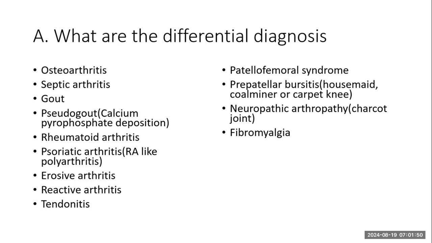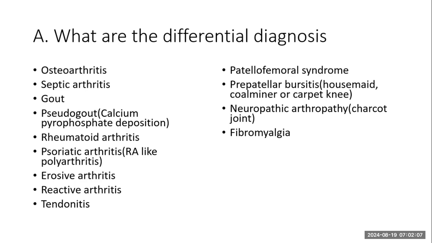Then you can also have the crystalline arthropathies, that's gout and pseudogout. In gout, there will be deposition of monosodium urate crystals in the joint, and there can be swelling of the joint. It can be a monoarthropathy, but at times it can actually affect multiple joints.